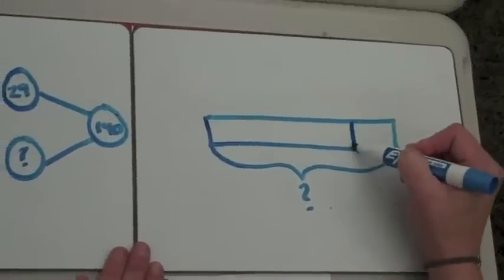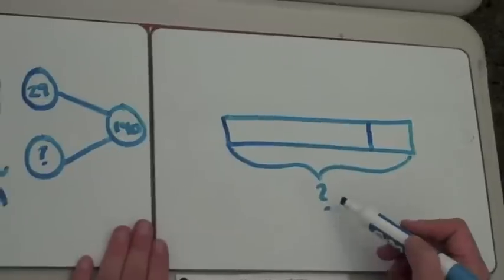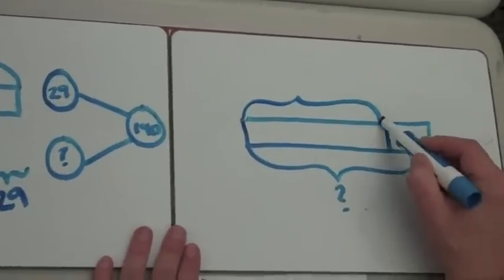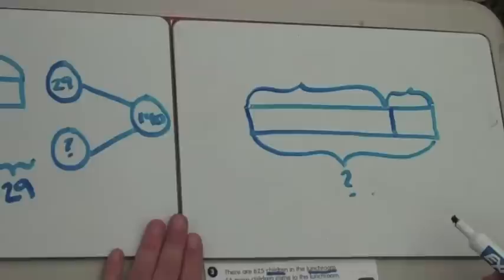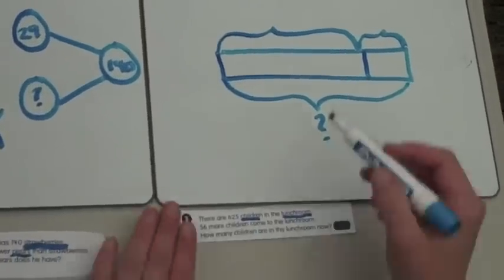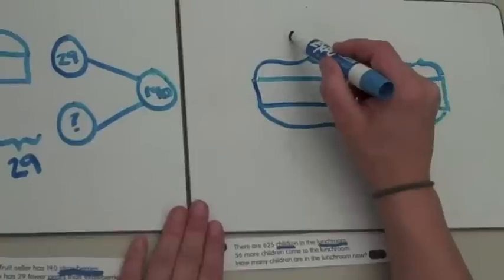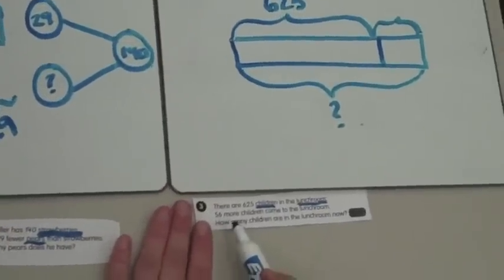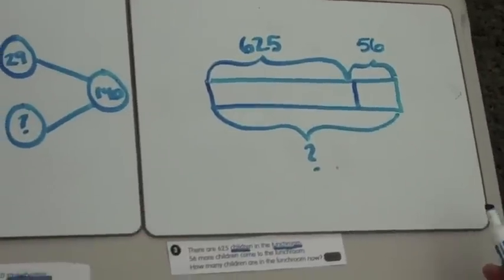So my bar model is going to be represented by a part whole. I don't know the whole. The whole is what I'm solving for. Part of my problem is going to be what I started with, and the other part is going to be how many students came in after. So if we're looking back at the word problem, we started with 625 children. So 625 children is going to be represented by the longer part of the bar. Then 56 more children come to the lunchroom. So we have 56 children coming into the lunchroom.